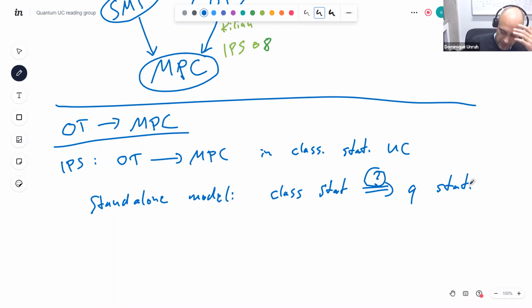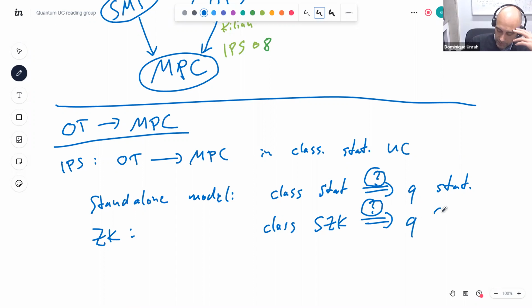And even for much simpler settings, for example, one special case of the standalone security model is zero-knowledge proofs. Zero-knowledge proofs are just standalone protocols for a very particular functionality, namely the functionality that checks the prover's input and tells the verifier whether it's correct. So if we have classical statistical zero knowledge, we don't know whether the same protocol is also secure as a quantum statistical zero-knowledge protocol. Okay, the order of letters is usually different, but anyway.